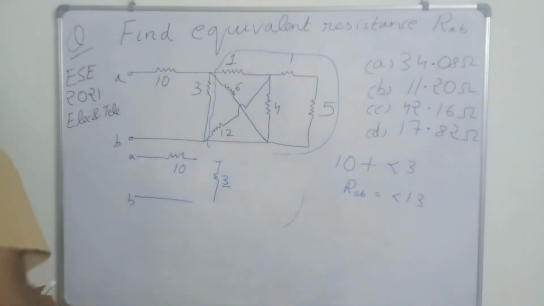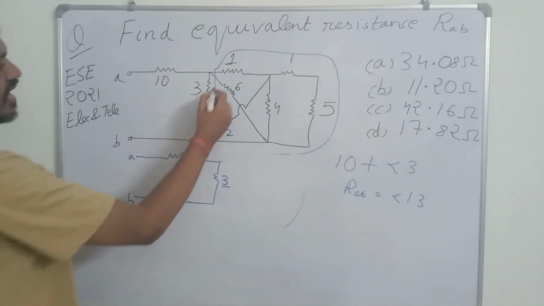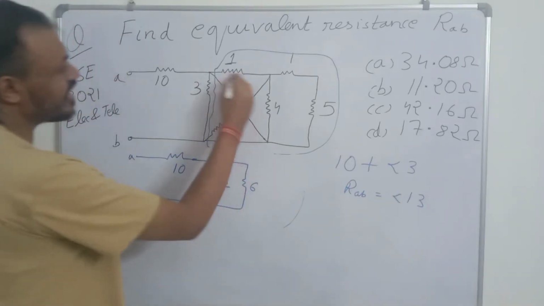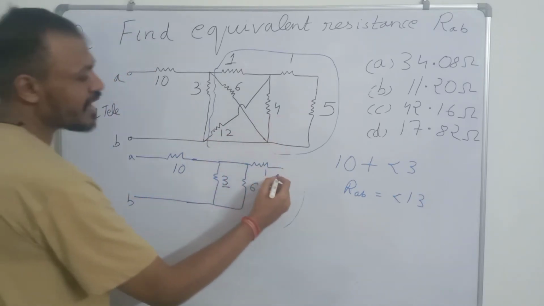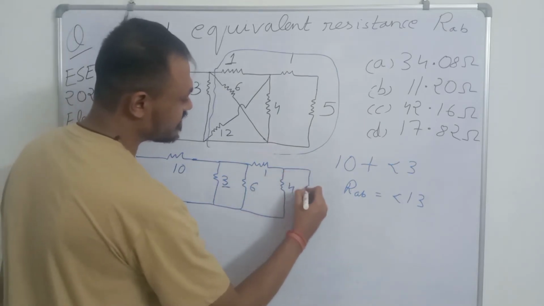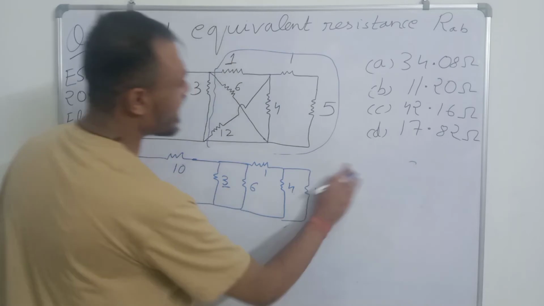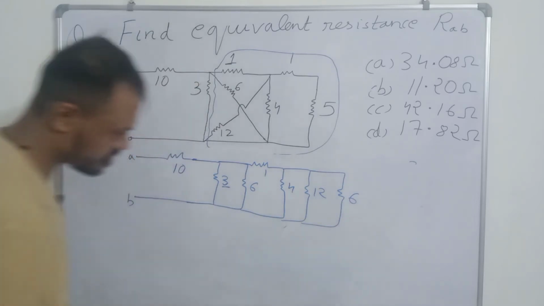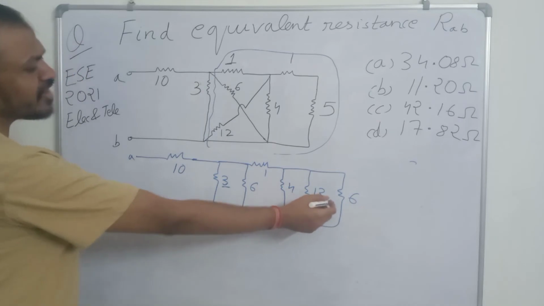Now we can solve it by the long method as well. So the long method is like this. This 3 ohm and this 6 ohm are in parallel, so I draw it like this. Then this 1 ohm is in series. Then this 12 ohm and 4 ohm are in parallel with this 1 ohm, so we draw it like this. So this is 4 and this is 12. Then this 6 ohm is again in parallel. So this is 3 ohm, this is 6 ohm, this is 1 ohm, this is 4 ohm, this is 12 ohm, this is 6 ohm.